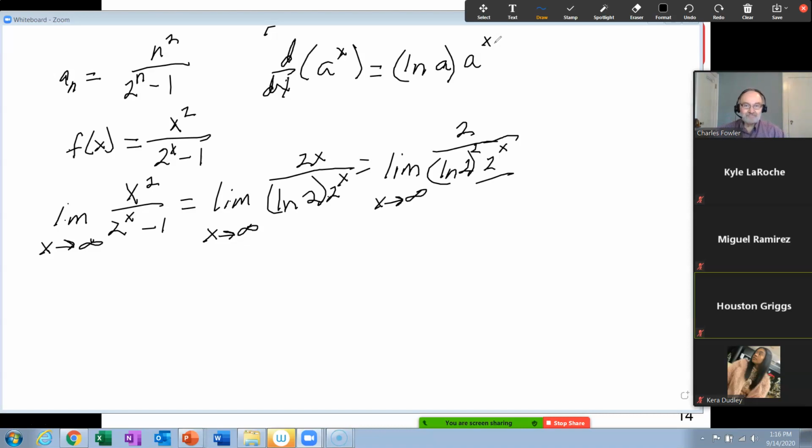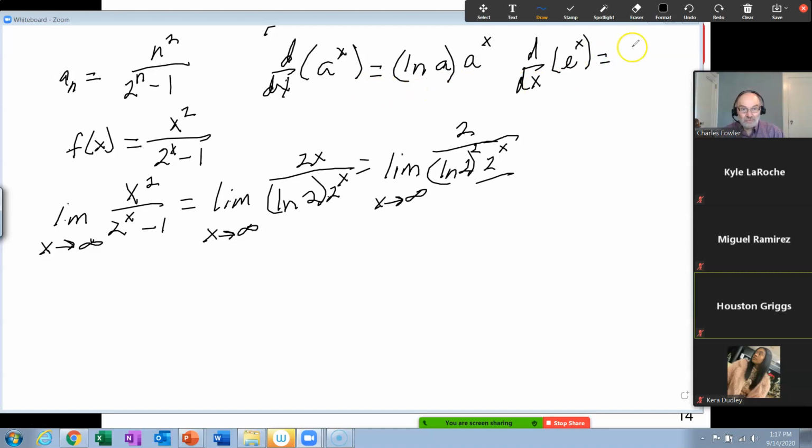Now, it should remind you of d by dx of e to the x. E is just some number, 2.71 and so on. We just did that not long ago. Anyone remember what that was?